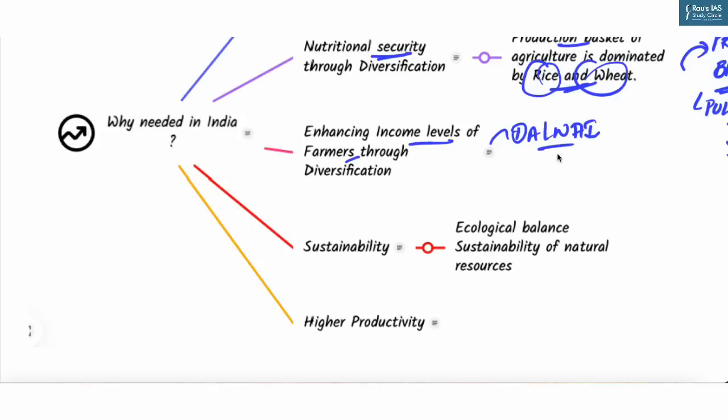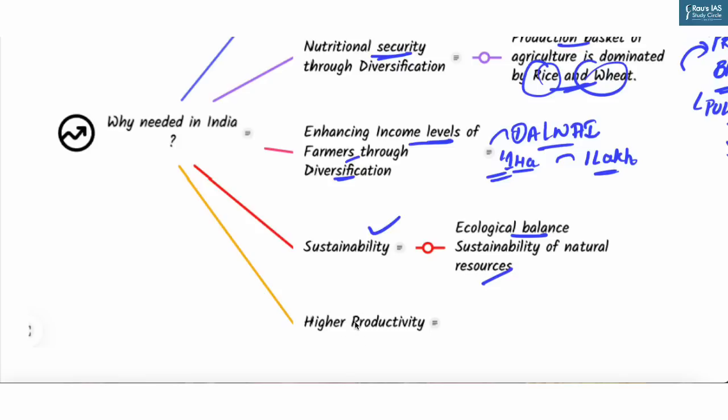Now diversification will also help in enhancing income levels of farmers. According to Dalwai panel, expansion in diversification by 1 hectare could increase annual income of farmers by 1 lakh. So with this you can see how diversification will enhance income level of farmers. Next is sustainability. Protecting the environment from degradation by reversing the declining trend in soil productivity and groundwater table. So ecological balance and sustainability of natural resources is necessary as they are critical for reversing the ill effects of exploitative practices.